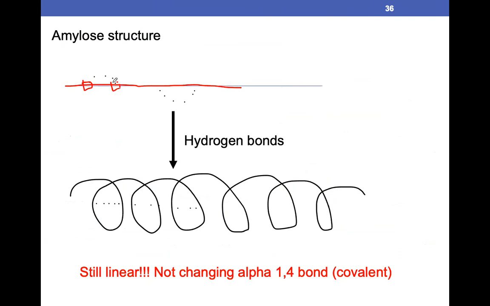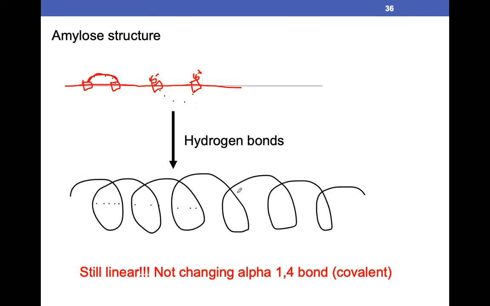There are these things called hydrogen bonds. Now, remember, hydrogen bonds are non-covalent bonds, so these are sort of weaker than covalent bonds. And hydrogen bonds are going to start to attract certain monosaccharides to each other. Like, for example, let's say this one's slightly negative, this one's slightly positive. They're going to start to attract each other and form hydrogen bonds. After they form hydrogen bonds, they're going to form a helical structure.